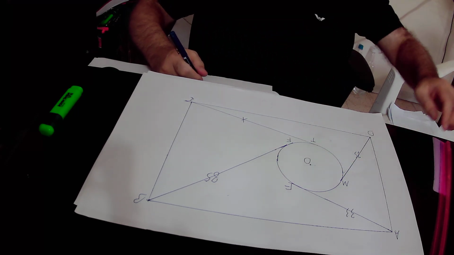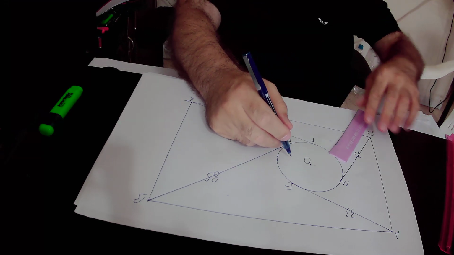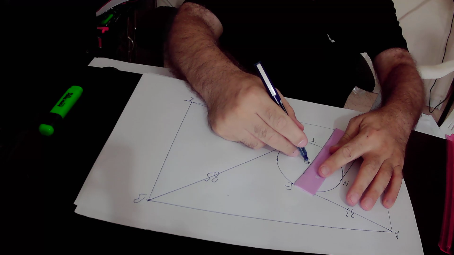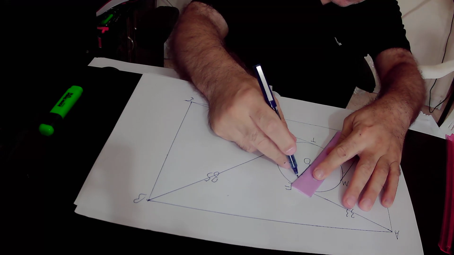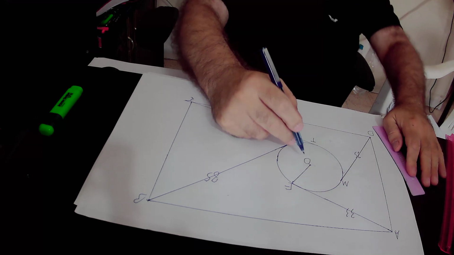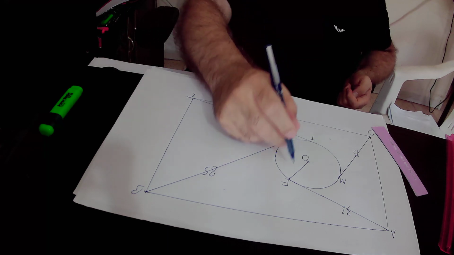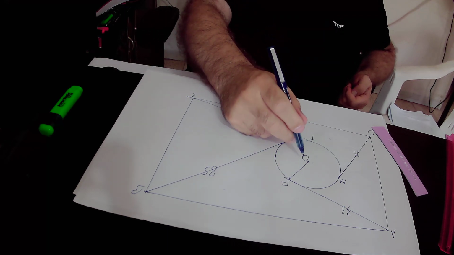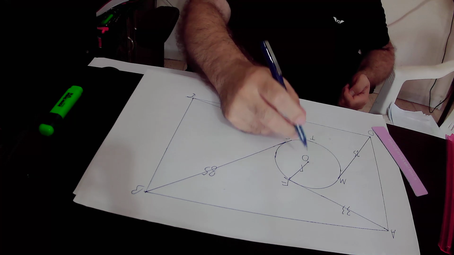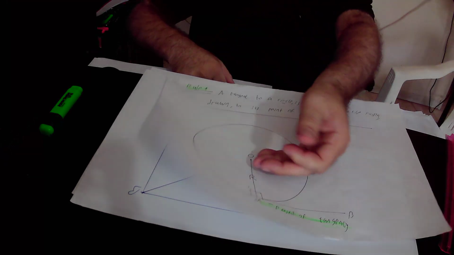In the next step, we will join points O and E together by a straight line. Here, point O is the center of the circle, point E is the point on the circle itself, therefore OE is the radius of this circle that we will define as R. OE equals R, and we have rule number 1.